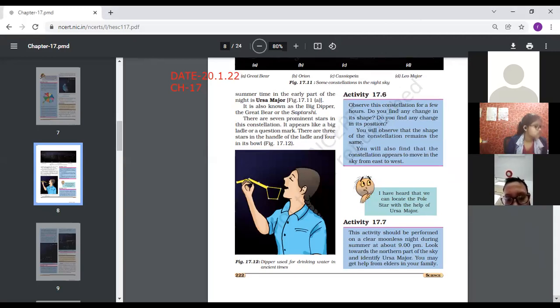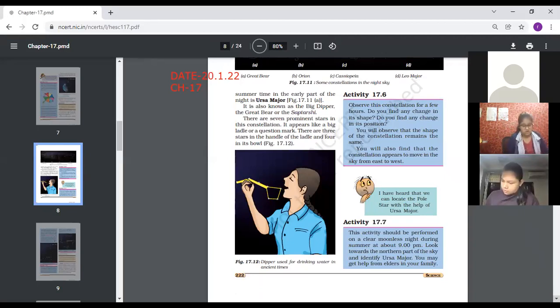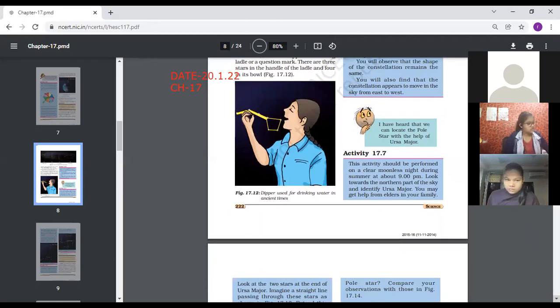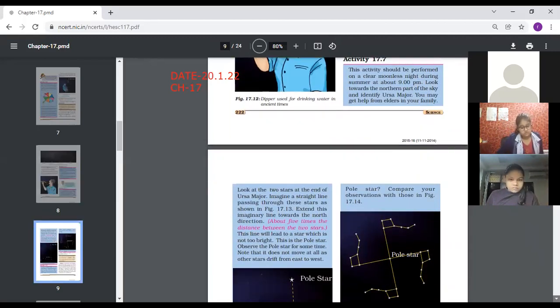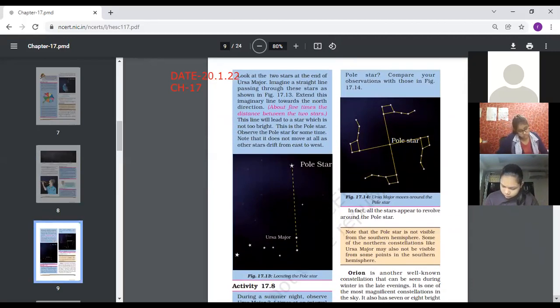Okay, beta, afterwards there are 17.6 and 17.7. You can leave those, we can move to the next page. One of the activities there is that with the help of Ursa Major, we can locate the pole star. How we can locate the pole star with the help of this Ursa Major, this activity is there, 17.7.